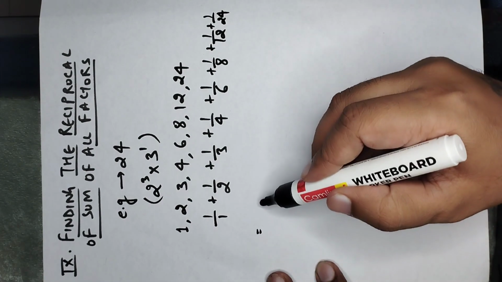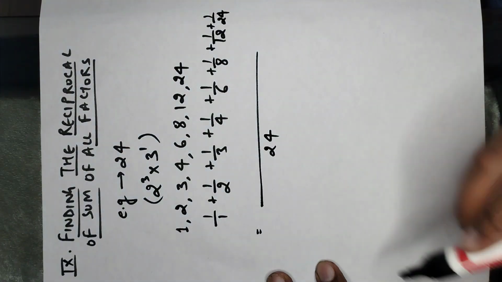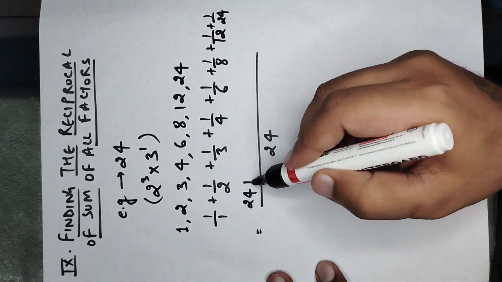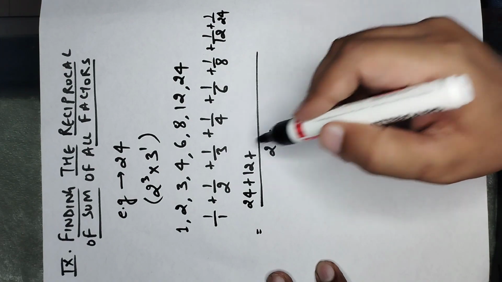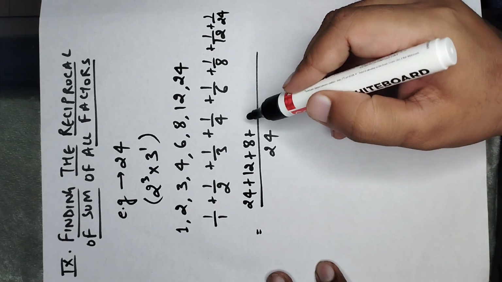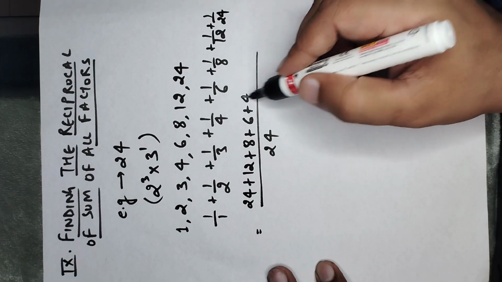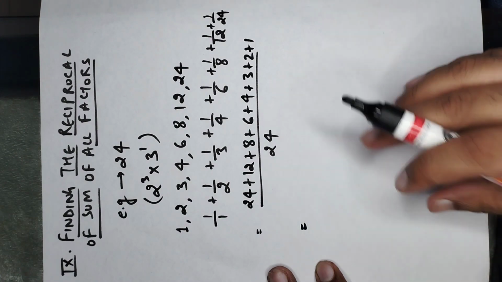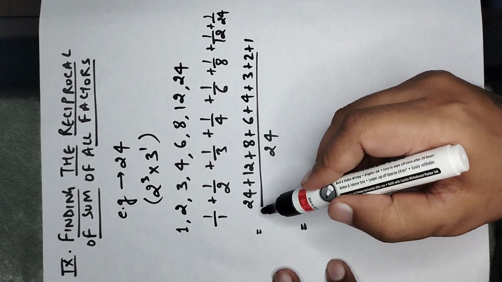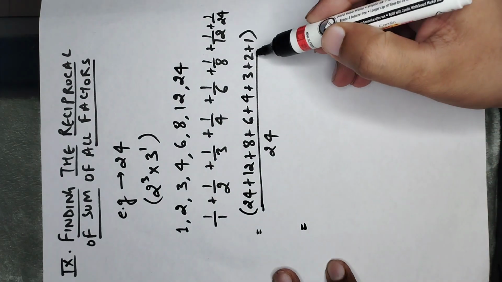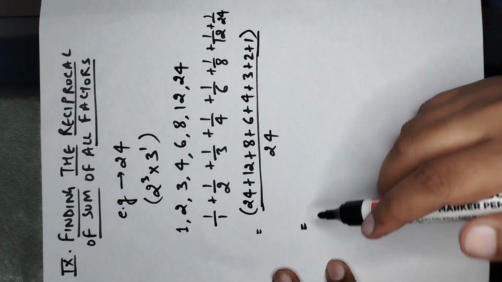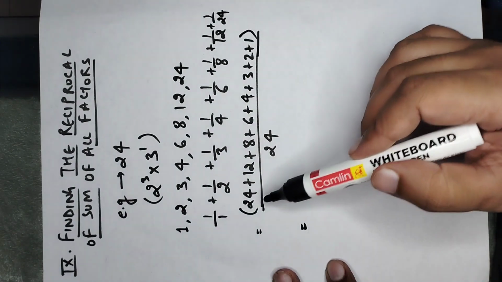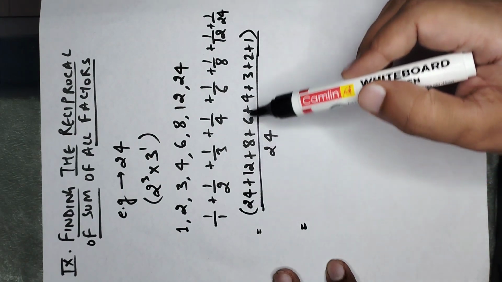Now as you can see, the LCM of all these numbers will be 24. Dividing 24 by 1, I get 24, plus 12 for 2, 8 for 3, 6 plus 4 plus 3 plus 2 plus 1. If I add all of them, this is eventually the sum of all the factors. These are all the factors of 24: 24, 12, 8, 6, 4, 3, 2, 1. We know that there are 8 factors of 24, and these are all of them.